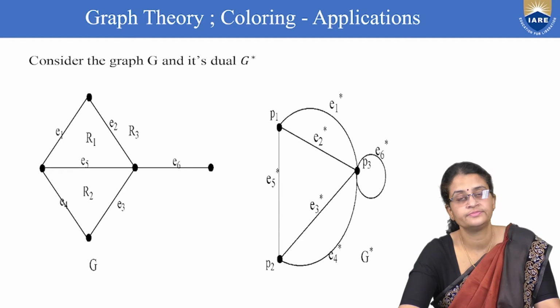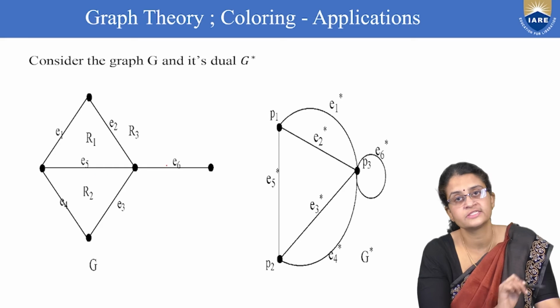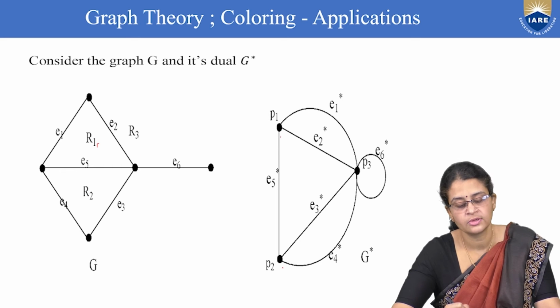Consider this graph. Here we have three regions R1, R2, R3, and the edges are E1, E2, E3, E4, E5, E6. So we have put this P1, P2 and P3. And corresponding to this, R1 and R2 have one edge in common. So that is put like this.